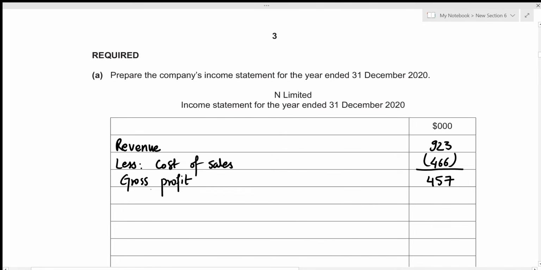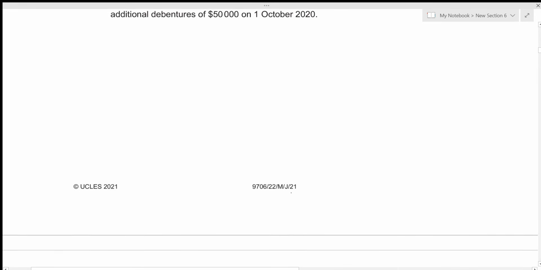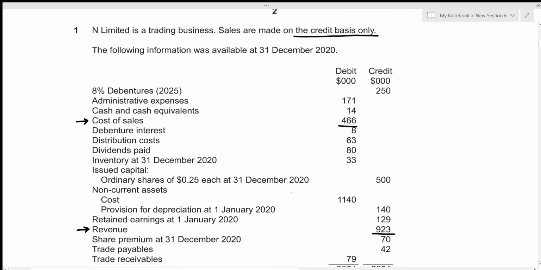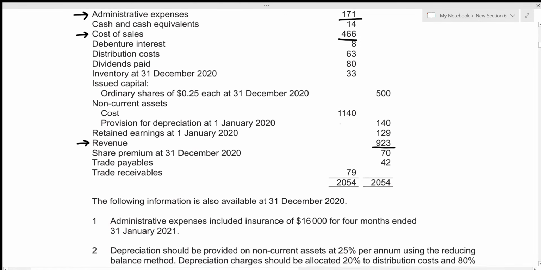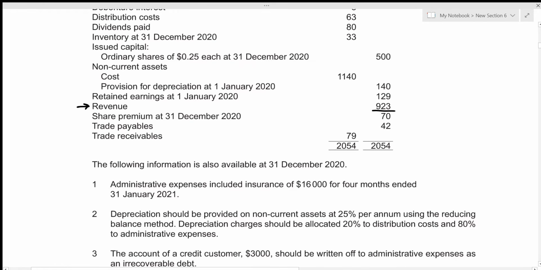Okay, after gross profit, we subtract all of the other overheads. Firstly, we can write it down as administrative expenses. Now let's have a look at the given information to figure out which of these expenses should be included here. The first one is administrative expenses given right here. That amounts to 171,000. Then we also had additional information relating to administrative expenses.